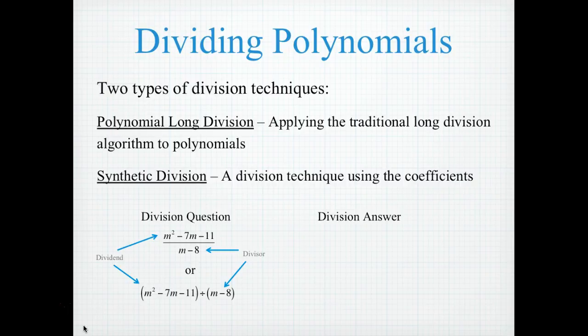Now the answer to a polynomial division problem is going to be something along the lines of this. There's going to be a quotient, which in this case is m minus 1. It's going to be a remainder, which in this case is negative 19. And we have the divisor, which is the same as the divisor from the question. So we always express our answer as the quotient plus the remainder over the divisor.